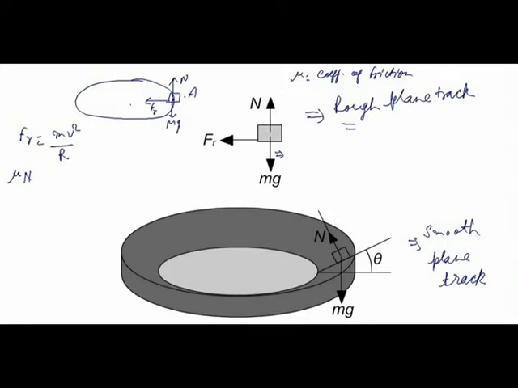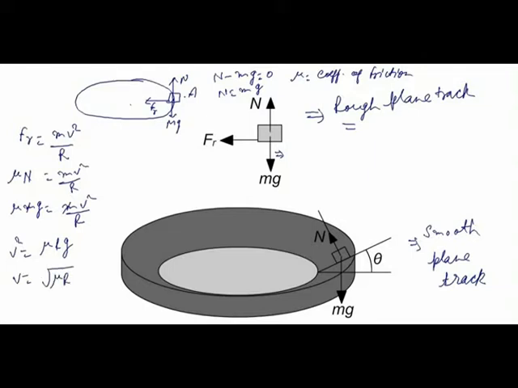Since there is no motion in the vertical direction, the net force in the vertical direction will be 0. So we have n minus mg is equal to 0, or n is equal to mg. So if we replace n with mg, we'll get mu mg is equal to mv square by r. m will cancel out, so v square is mu rg, or v is equal to root under mu rg.